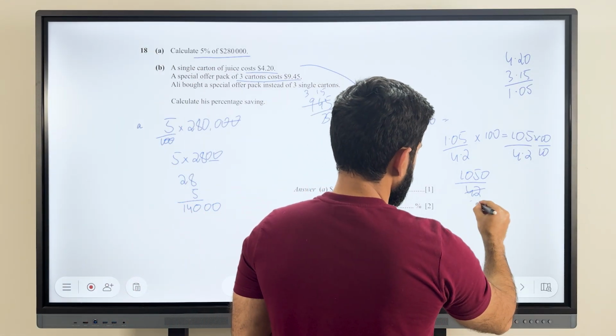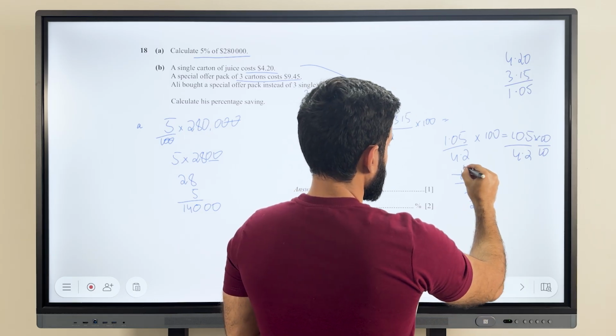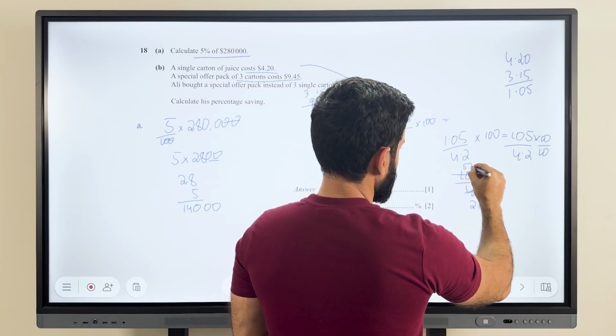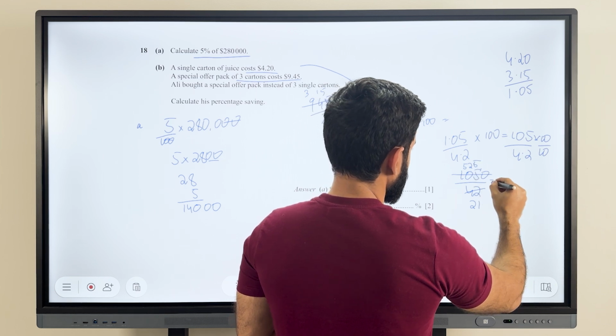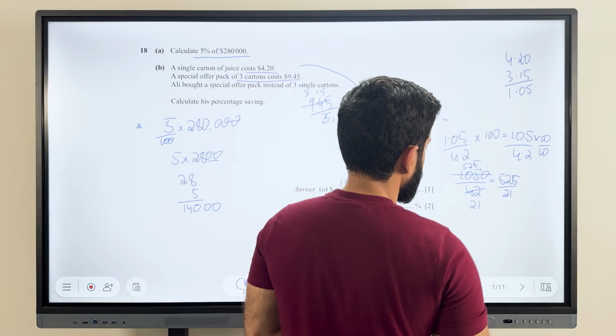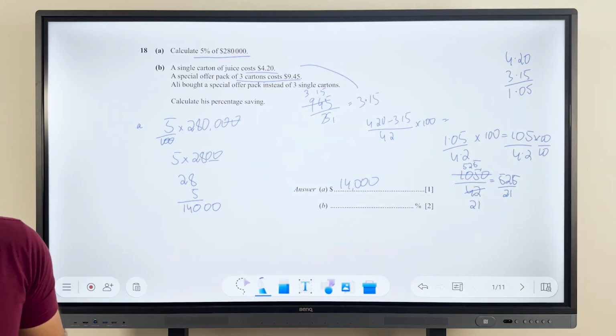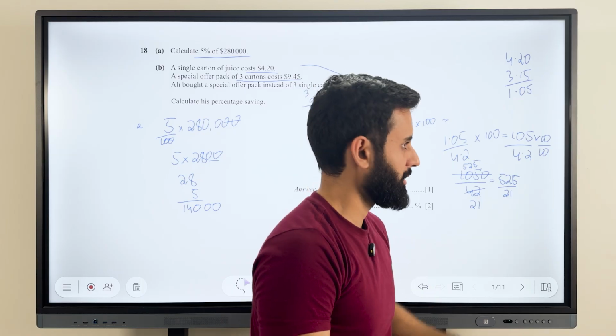Okay, so 2 2s are 4, 2 1s are 2, and then 2 5s are 10, 2 2s are 4, 1 carry, 2 5s are 10 again. So what are we left with? We're left with 525 upon 21. Now can we divide 525 by 3? Let's see, 5 plus 2 is 7, 7 plus 5 is 12.